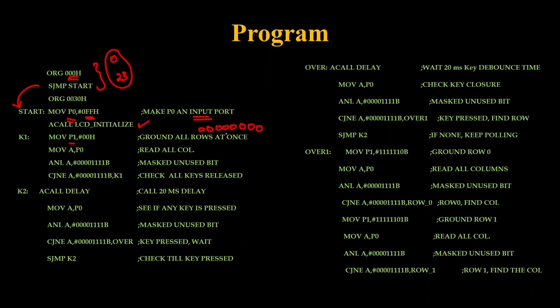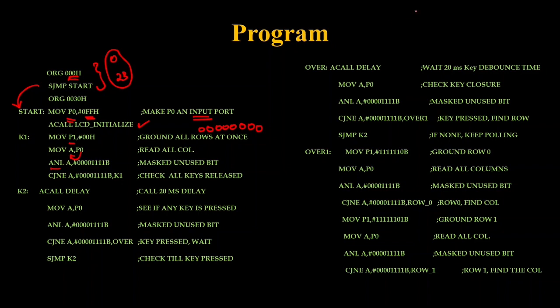At first, we have to make sure that none of the keys is stuck, right? So I'm going to give all the port values as 0, 0, 0, 0. Port P0 is going to get those values as an input port. So move the port 0 value to your accumulator, and then AND the accumulator with 0F.